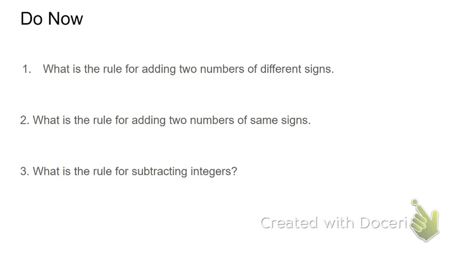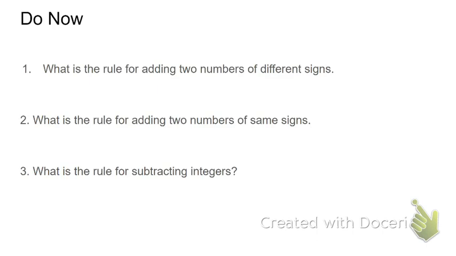Okay, so the first one says, what's the rule for adding 2 numbers of different signs? So remember, if you're adding a positive number and a negative number, and thinking about the number line, they're going in different directions, right? So you know they're going to go against each other. So what you've got to do, hopefully you remember, is take the number with the bigger arrow, subtract the number with the smaller arrow, and then keep the sign of the bigger one.